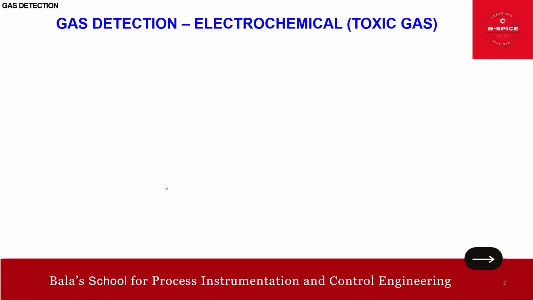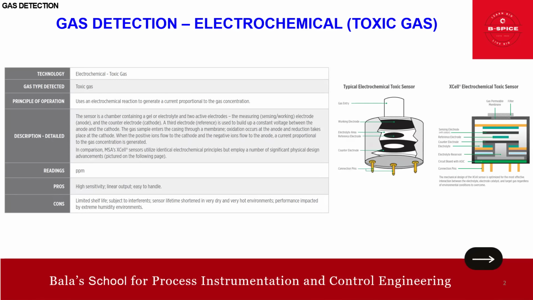Let's get on with this electrochemical toxic gas. As I said, the technology is all about electrochemical, hence that name. It's used to measure and detect toxic gas. What's the principle here? It uses an electrochemical reaction, which is why it's called an electrochemical sensor. It uses an electrochemical reaction to generate a current proportional to the gas concentration. As simple as that. Let's see how it works.